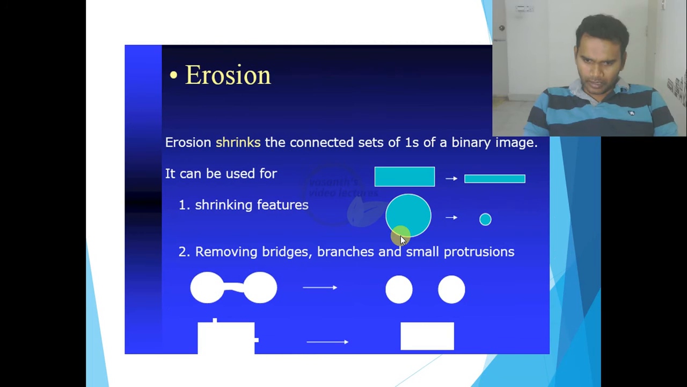Then erosion is also used in order to remove the bridges, branches, and small protrusions that are present between two binary connected sets. In this case, you can visualize there is a bridge between these two circular objects. So that is removed here. It will just remove those things using the edges. So edge detection and erosion together are possible. In simple terms, application of edge detection is useful for erosion.